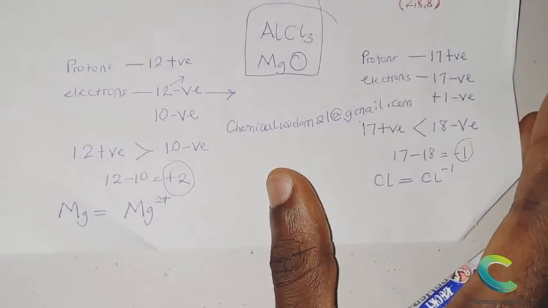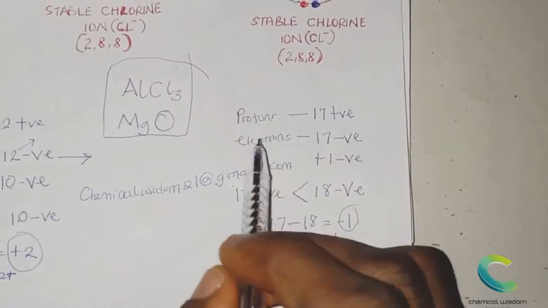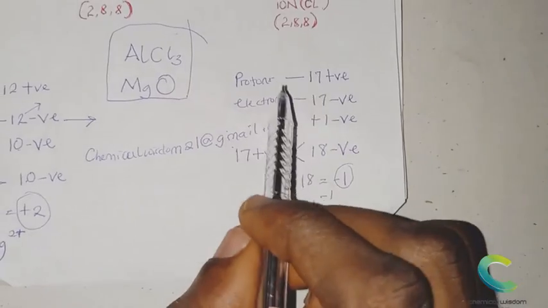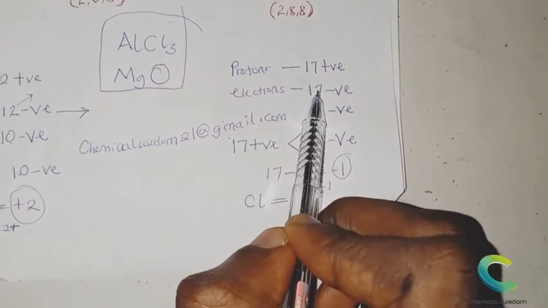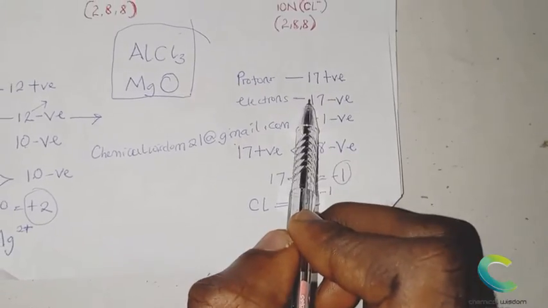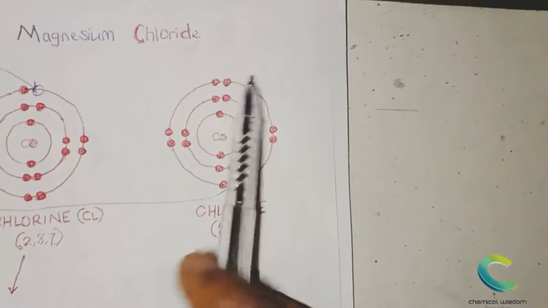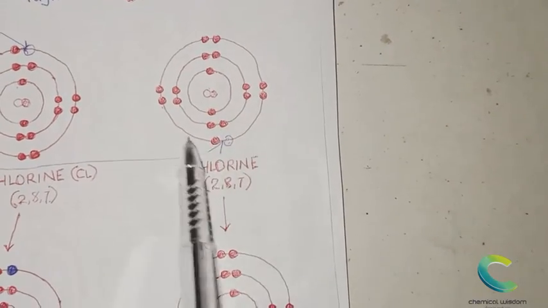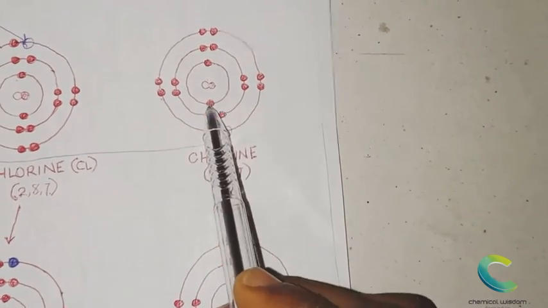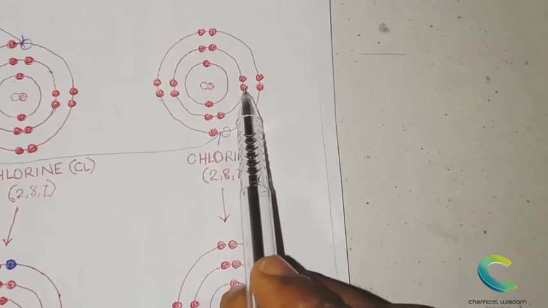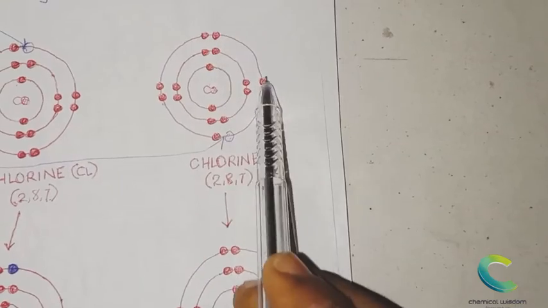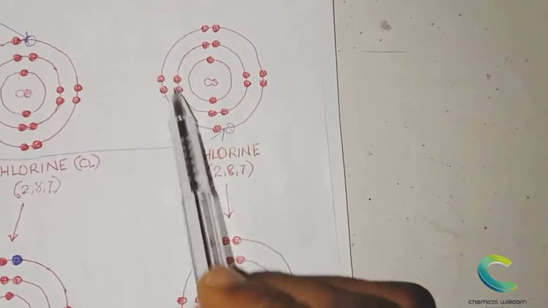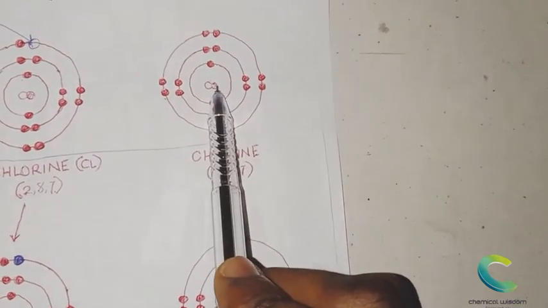The same thing happens to the chlorine. If you look at the chlorine, in the neutral atom, it has 17 protons in the nucleus and 17 electrons orbiting the nucleus. If you count the total number of electrons here, it is 17. Okay, maybe let's count it. 1, 2, 3, 4, 5, 6, 7, 8, 9, 10, 11, 12, 13, 14, 15, 16, 17. There are 17 electrons here and 17 protons in the nucleus.